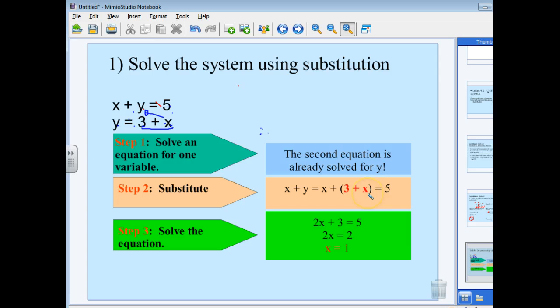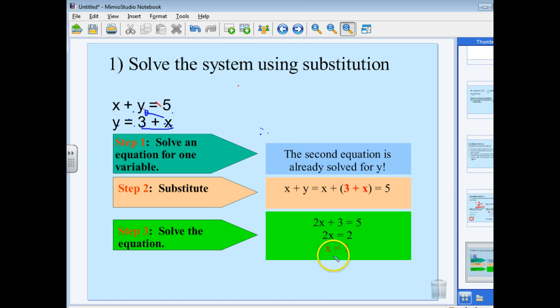Now we move on to step 2, which is to go ahead and do the substitution. So remember, we have x plus y is equal to 5. Wherever I see y, we are going to put in 3 plus x. So the y is replaced by 3 plus x, and that is equal to 5. Now all we do is go ahead and solve. So we get 2x plus 3 is equal to 5, and then we divide both sides by 2, and x is 1.